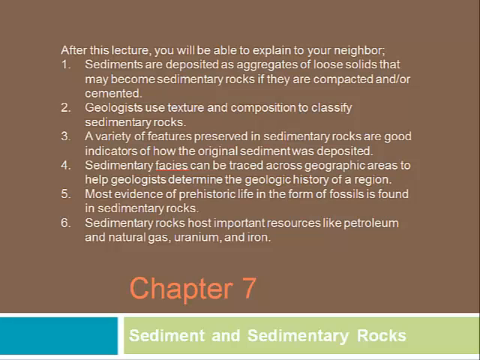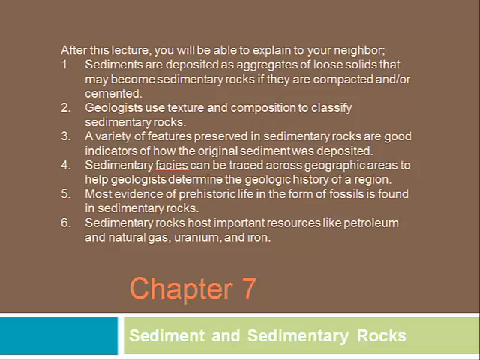Hello. Today we're going to be talking about Chapter 7, sediment and sedimentary rocks. Now we know that sediment is a material that is deposited as an aggregate, which means it's just a loose association of different kinds of solids. Depending on where they came from, what the parent material was, will determine what kind of rocks they are, but they're compacted or cemented together, which we'll talk about what that actually means.